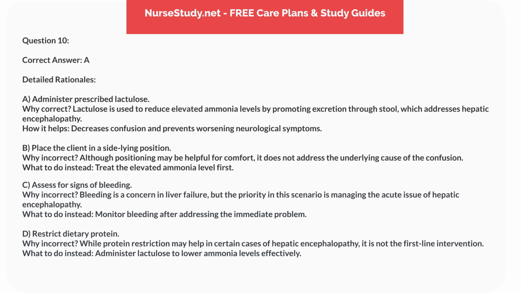C. Assess for signs of bleeding. Why incorrect? Bleeding is a concern in liver failure, but the priority in this scenario is managing the acute issue of hepatic encephalopathy. What to do instead? Monitor bleeding after addressing the immediate problem. D. Restrict dietary protein. Why incorrect? While protein restriction may help in certain cases of hepatic encephalopathy, it is not the first-line intervention. What to do instead? Administer lactulose to lower ammonia levels effectively.